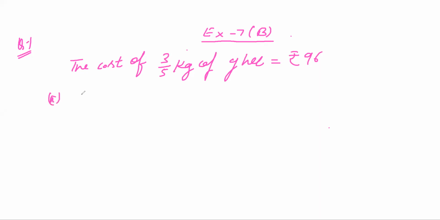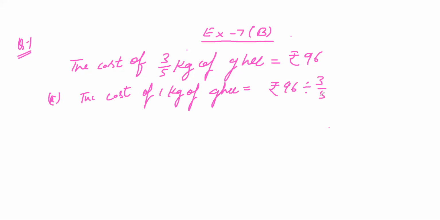Part A, the cost of 1 kg of ghee is equal to rupees 96 divided by 3/5. Okay, so 96 multiply 5/3. We change the divide sign into multiply and reciprocate the second fraction.